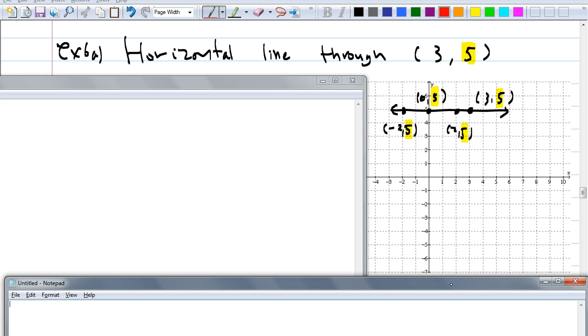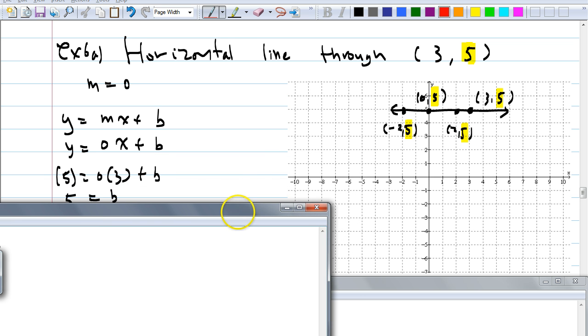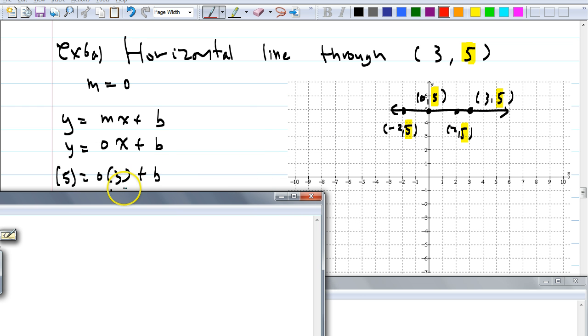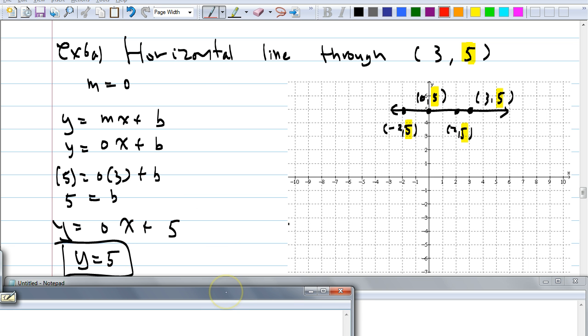Why? Because it's a horizontal line. And what do you know about a horizontal line that passes through (3, 5)? Yes, Stephanie? It has no slope. So m is 0, right? And what is your y-intercept? Well, it's (3, 5). If it's horizontal, it's going to hit the y-axis at 5. So you see, slope is 0. You could plug in any point you want to this equation. I chose (3, 5) here. Look, I plug in 3 and 5. What is your b? 5, right? So what's the equation of this line? Y equals 5. Easy enough?